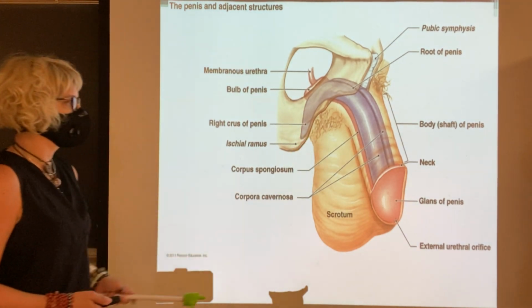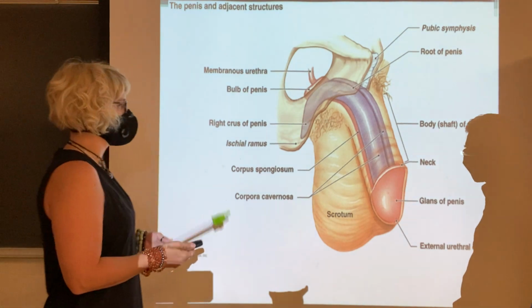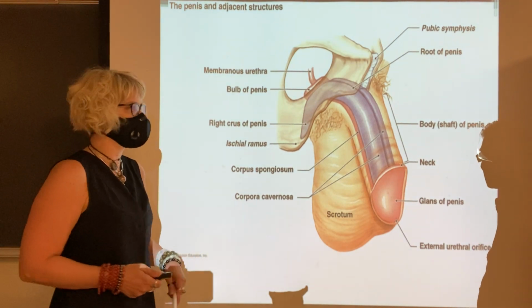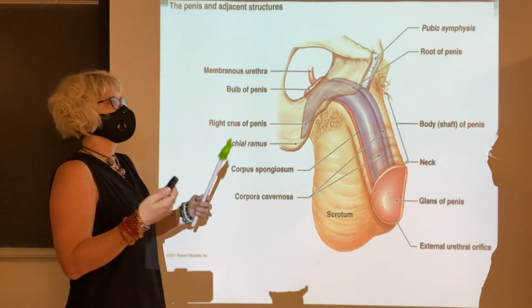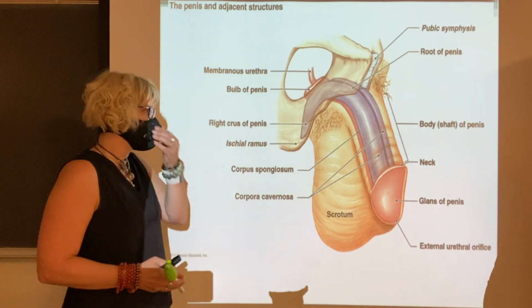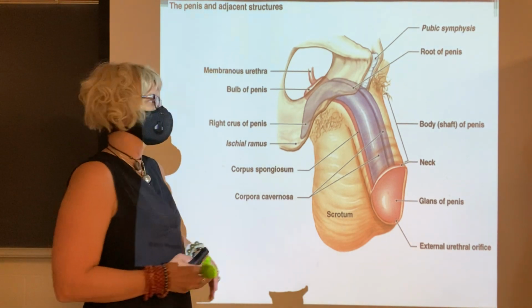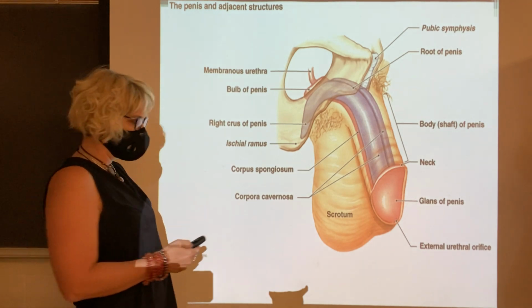Just remember that the scrotum is the sac that holds the testes, and inside the testes we have the seminiferous tubules, where of course spermatogenesis, the production of sperm, takes place. Exactly. Meiosis is taking place there.